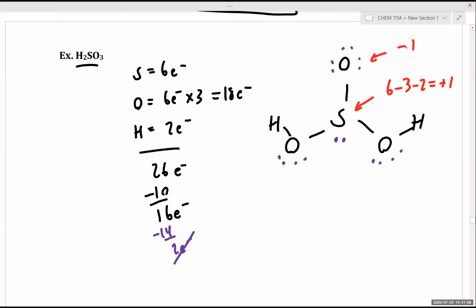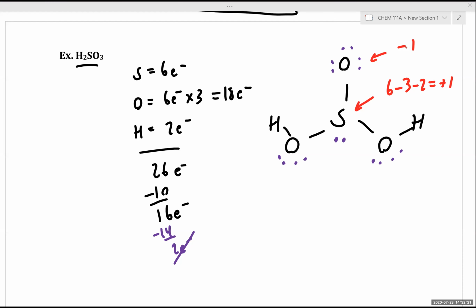So what do we do to minimize formal charges? How can we minimize formal charges?